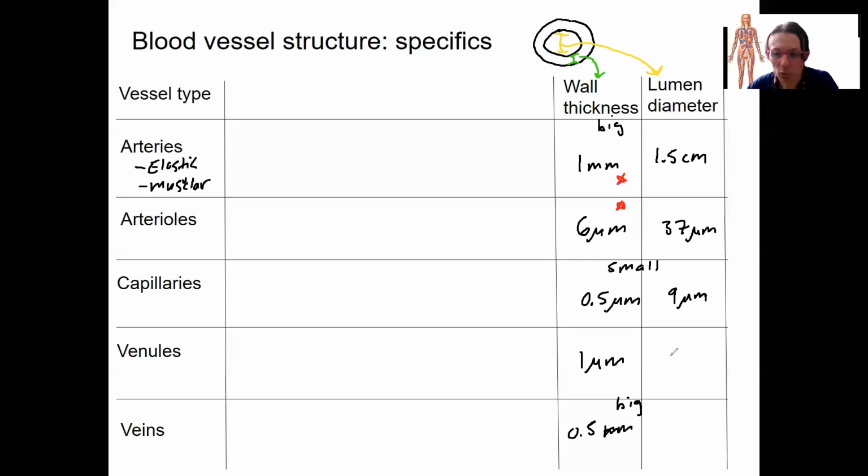Venules are going to be big again, 20 micrometers. These are about the same, right? I'm not going to ask you to compare the lumens of the arterioles and the venules. And then finally veins, we've got for diameter 5 millimeters. So not quite as big as our arteries. And then of course, when we get to the vena cava, it's going to get bigger than that again.